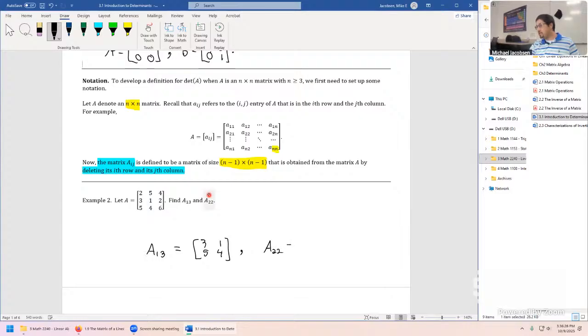A22, this is also a size 2 by 2 matrix. The first 2 means delete row 2. The second 2 you see here means delete column 2. So it always starts with a row deletion, then a column deletion. And then we just write down the surviving entries. They go 2, 5, 4, 6.